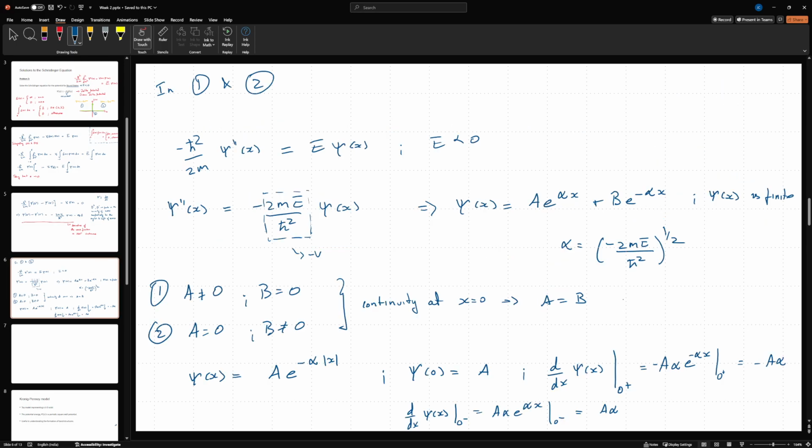Let me just write it here. Use the normalization condition to find a and then substitute in equation 1 to solve the problem. And I can actually get rid of this.